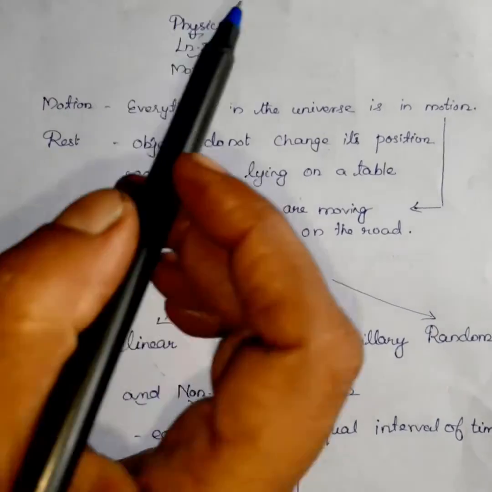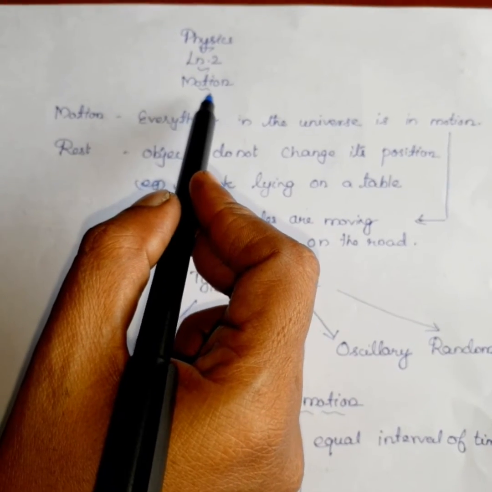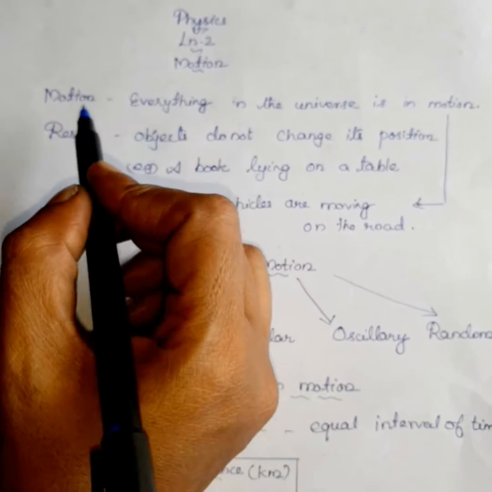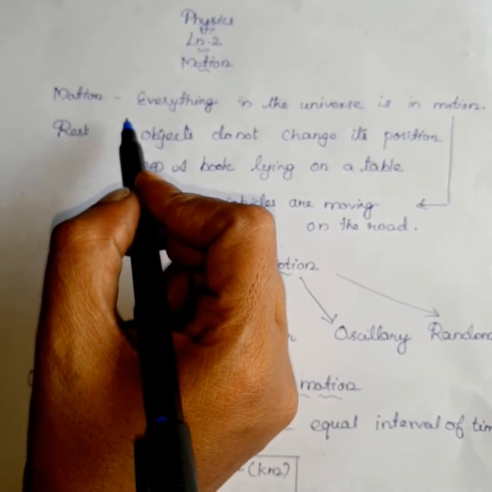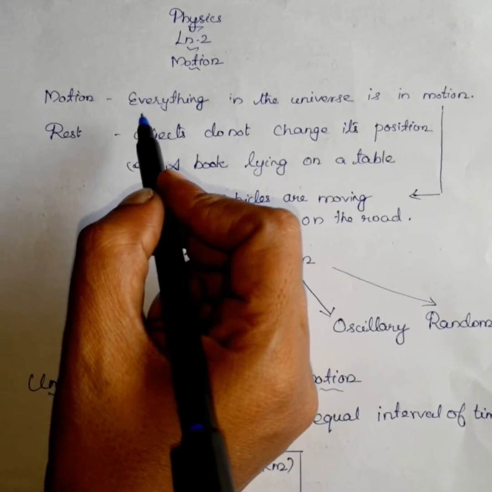What is motion? What is the meaning of motion? Motion means movement. So motion is the change in the position of an object with respect to its surroundings.